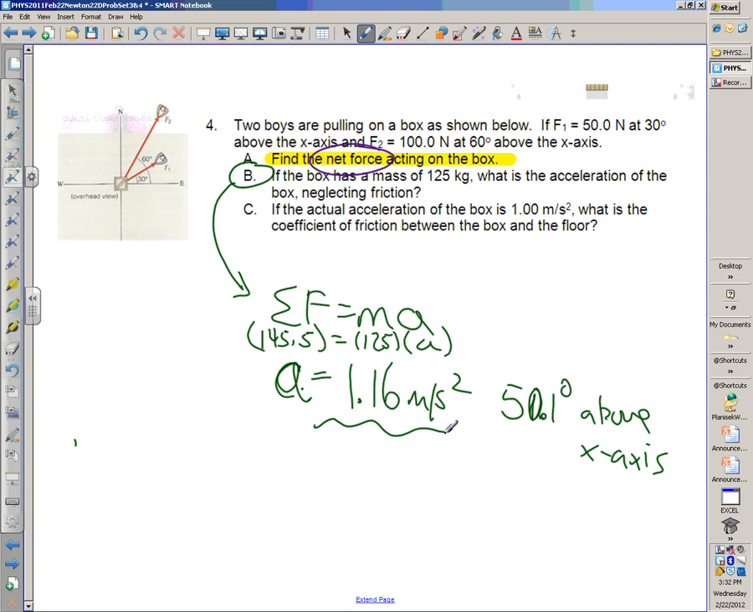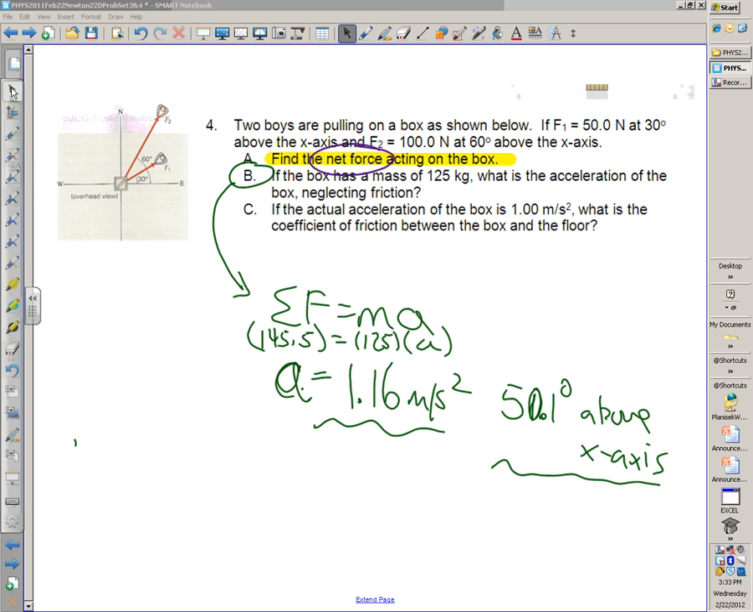Once again, because acceleration is a vector quantity, it has to have direction. That acceleration is going to be in the same direction as the net force that we calculated. All right, let's go on to part C now.